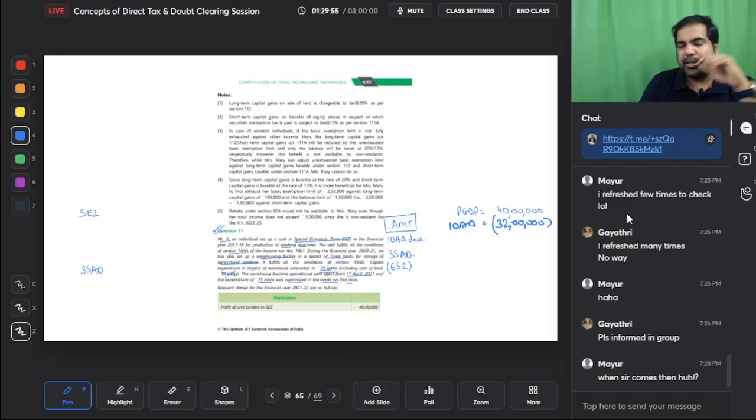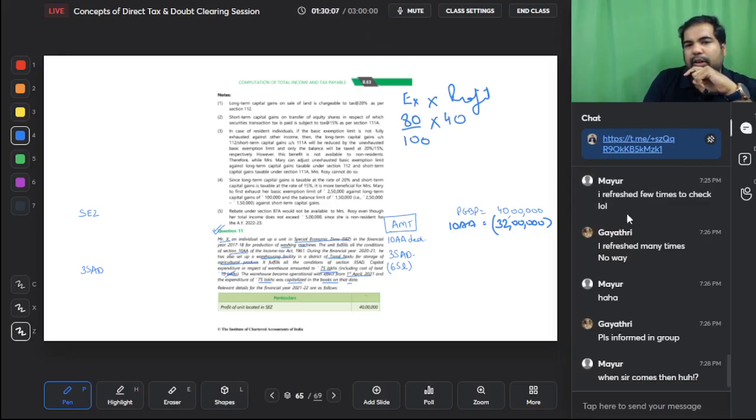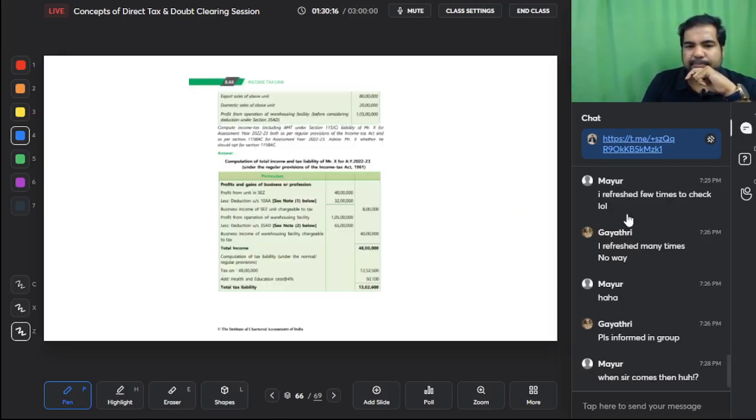It's basically export profit. You need to find out what is the export percentage into the profit. Your export was 80 divided by total 100 sales. So that is 80% into profit of 40. So that is 32 lakhs. So that you can minus. So 8 lakhs is your income from this business SEZ.